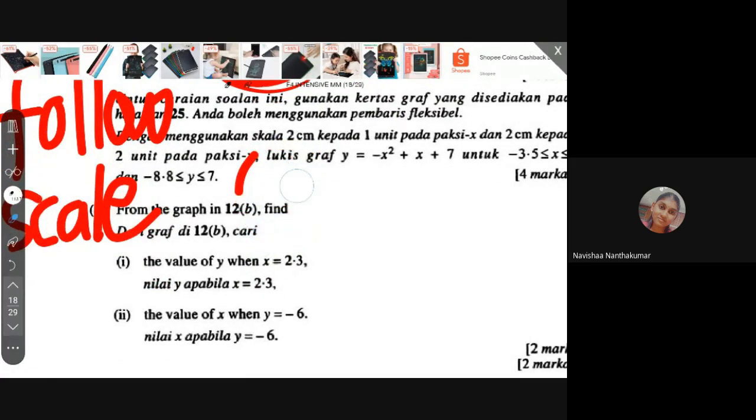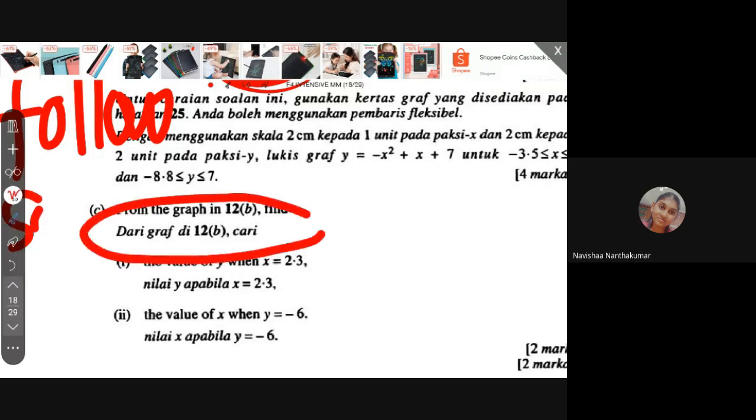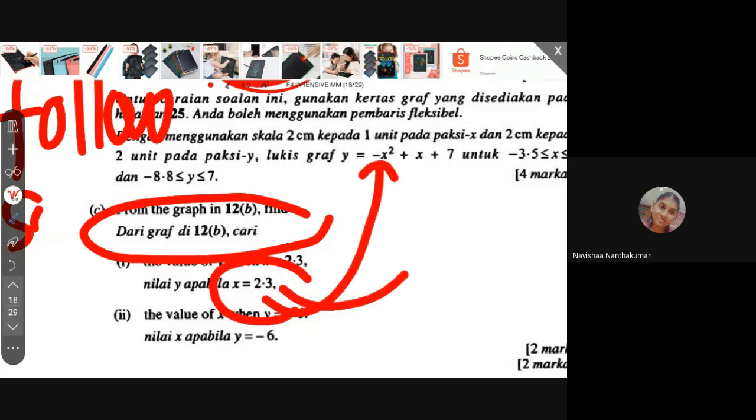Wait, okay guys, I want to ask you a question here. Saya nak tanya soalan. Can I sub the x value inside here and calculate my y value based on the equation? Correct, straight no. Tak boleh ya guys.